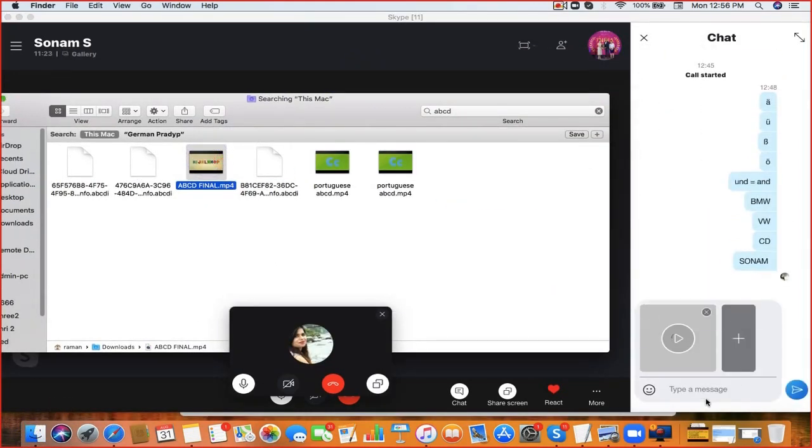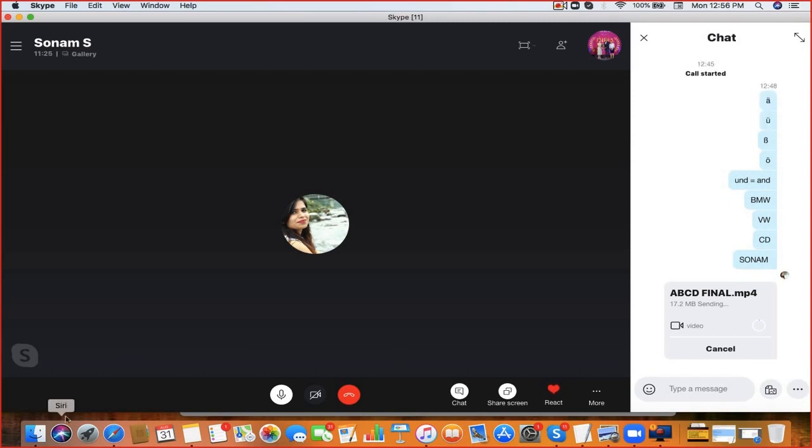Now come to the actual topic. What we have done is we have just seen what are the names of these German ABCD. Now you have to actually understand their sound.